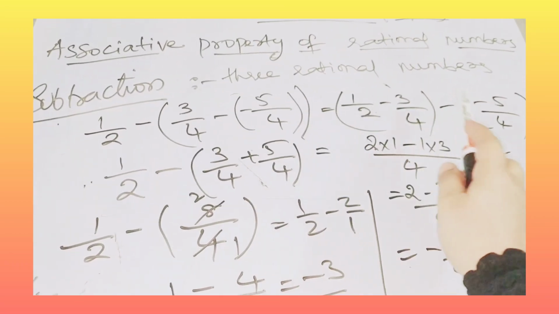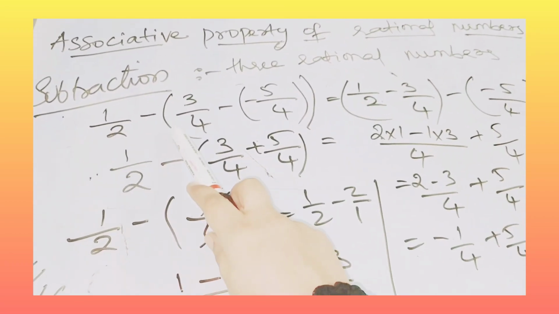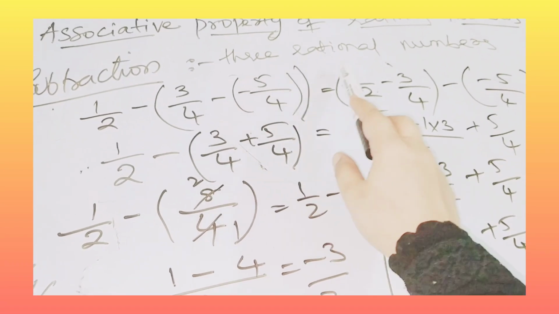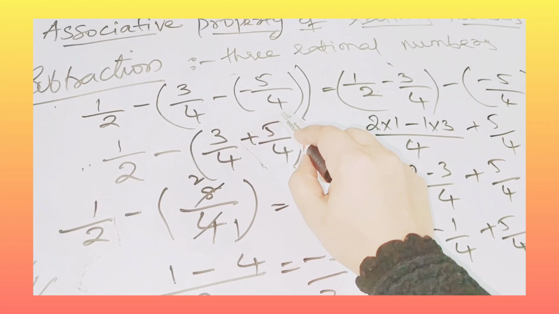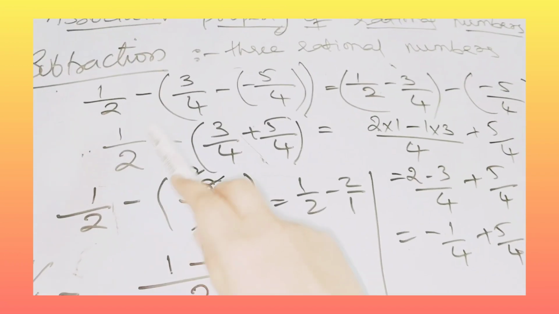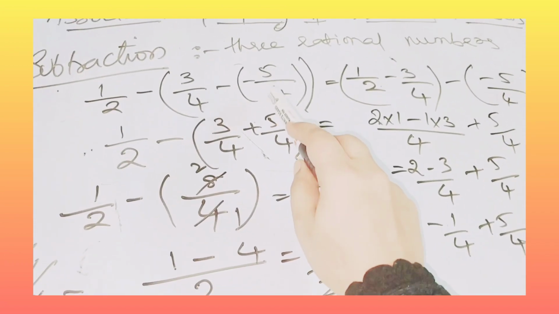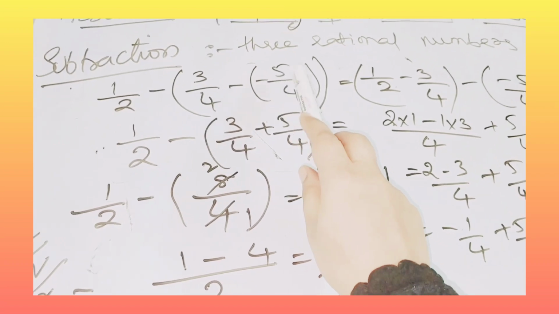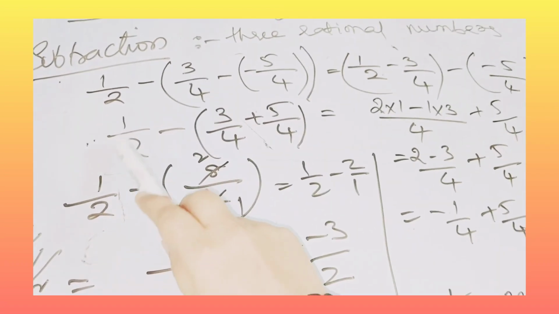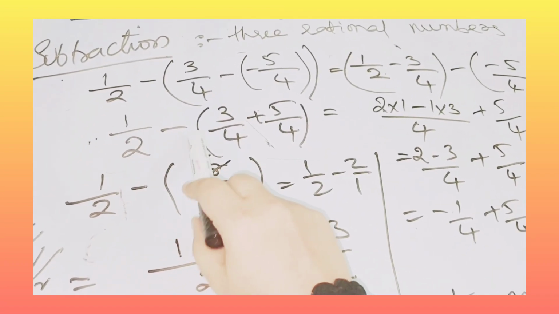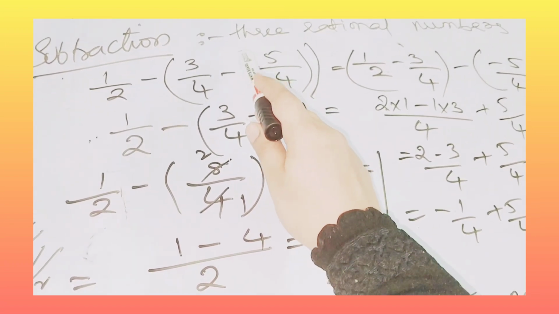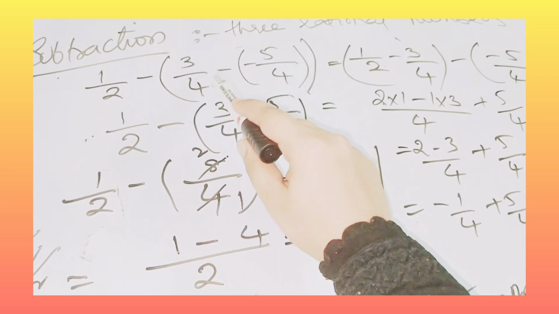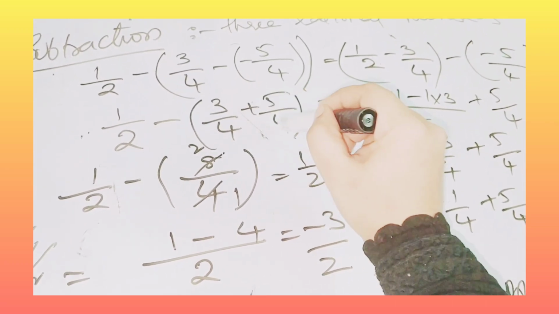Associative property of rational numbers under subtraction. Okay, here also we are taking 3 rational numbers, 1 by 2, 3 by 4 and 5 by 4. Okay, here we are taking minus 5 by 4. We'll try with minus 5 by 4. Okay, now 1 by 2 minus 3 by 4, minus into minus is plus. We'll remove this bracket. Okay, minus into minus is plus, plus 5 by 4.